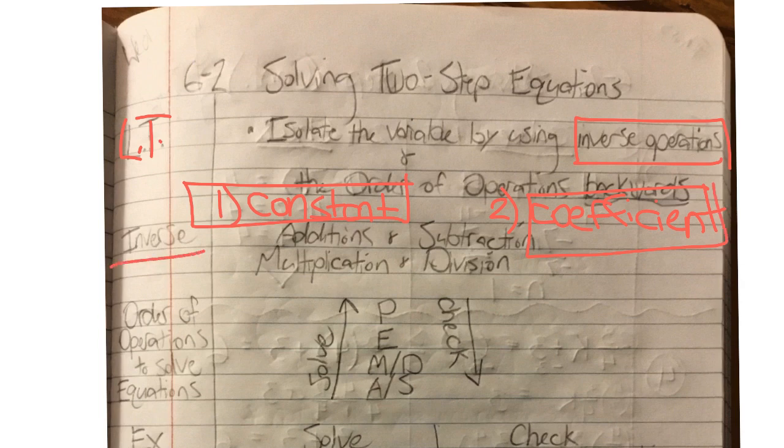Remember that inverse operations, addition and subtraction, are opposites. They're inverse. And multiplication and division are inverse operations. So those two are the opposites of each other.